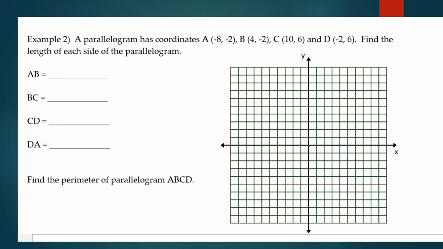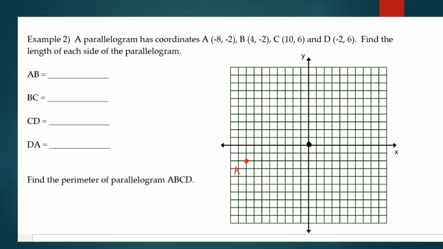Okay, so let's start by graphing. So once again, I'm just going to mark off my origin here for you. It's right here, in case you can't tell. I know some of the lines are dark on my screen. So I'm going to go ahead and start plotting some points. So A is at negative 8, 2. So starting at the origin, I'm going to go left 8, 1, 2, 3, 4, 5, 6, 7, 8, negative 2. And this is point A.